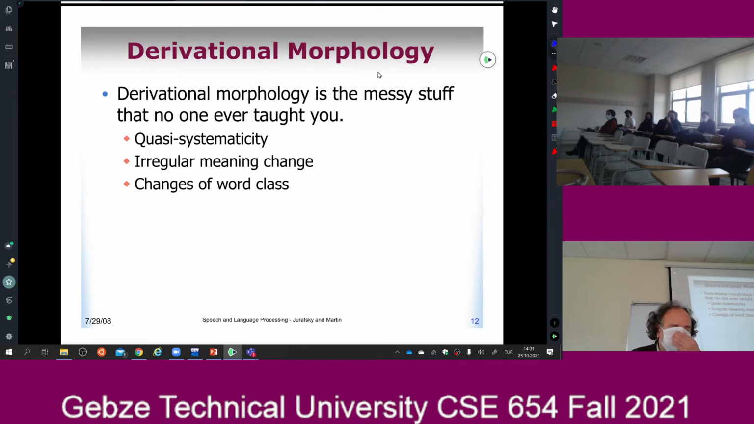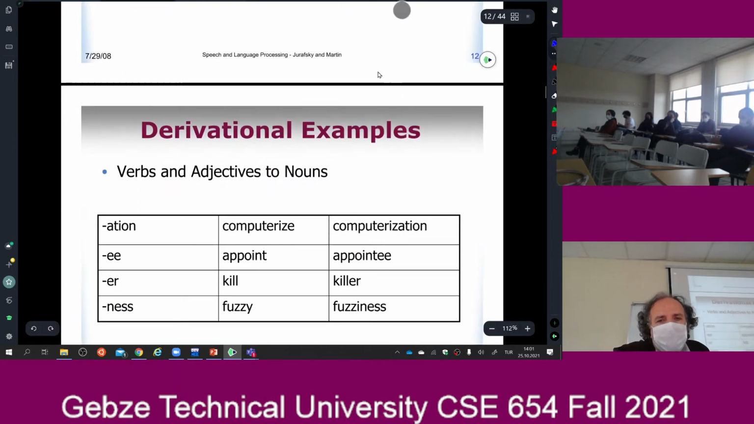For example, the class of the word, for example, book, and if you apply this able suffix, bookable is now an adjective, right? So from noun to adjective or verb to adjective. That's what we mean by changes of the word class.